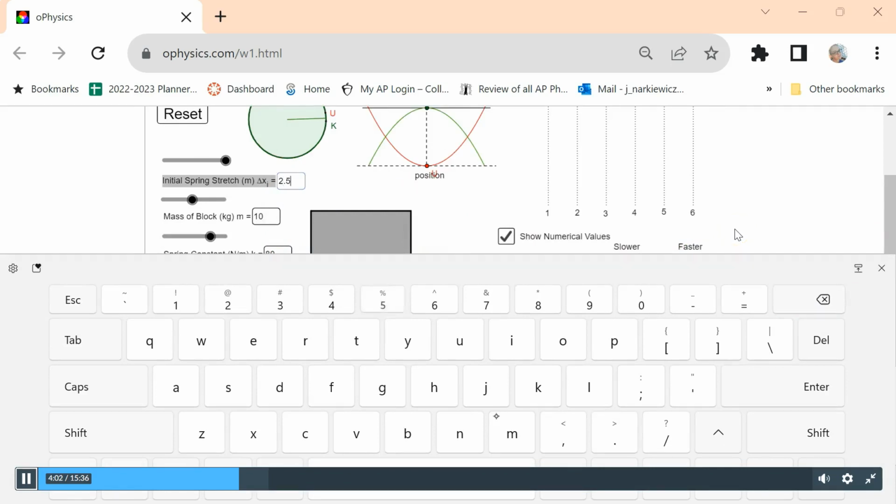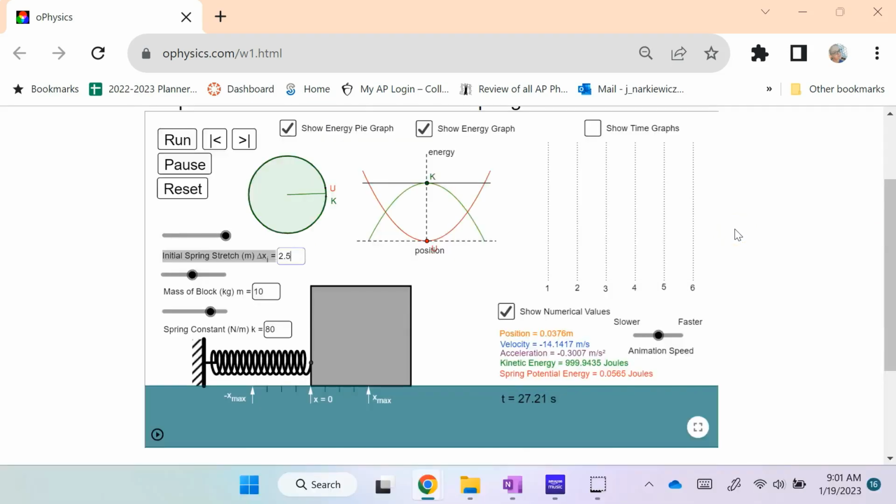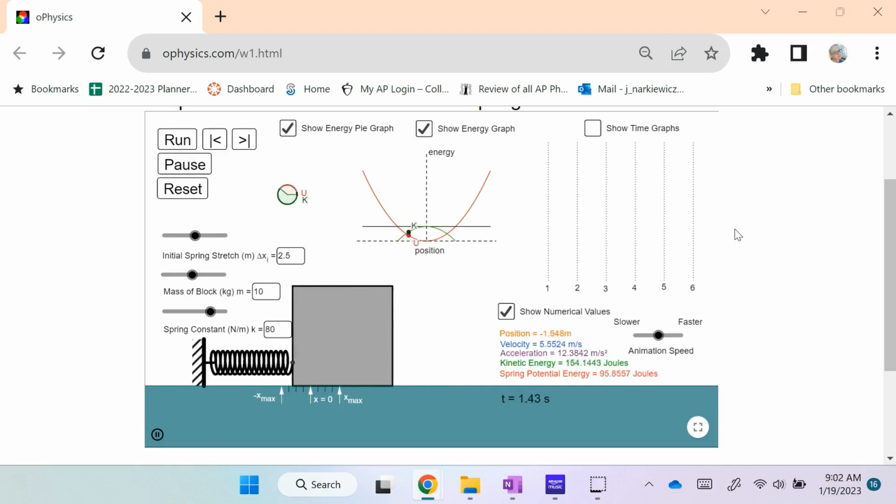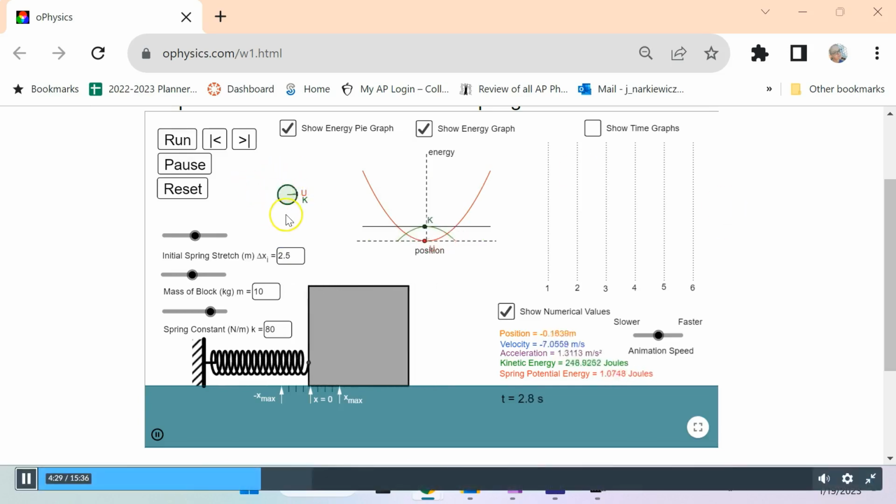Now we want to see if there's a direct relationship. So what I'm going to do is cut my spring stretch in half, and then maybe the velocity at that center location will also halve, and that would mean that there is a direct relationship between maximum spring stretch and velocity, which might tell me that there's a direct relationship between spring potential and kinetic energy. Okay, so notice how the amount of energy has decreased. That makes sense. I'm stretching it less.